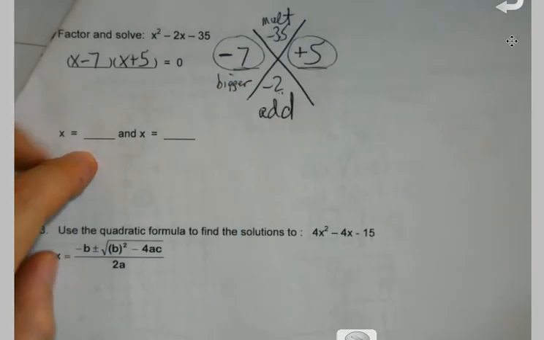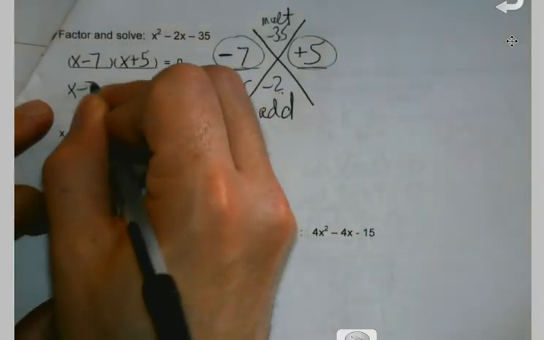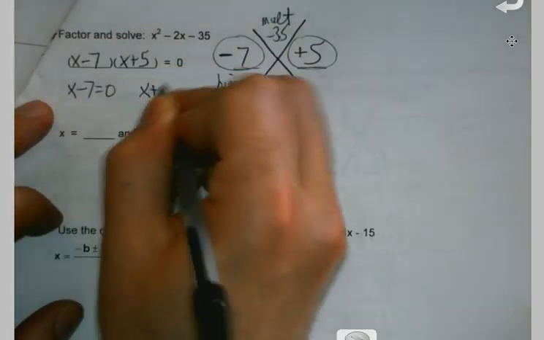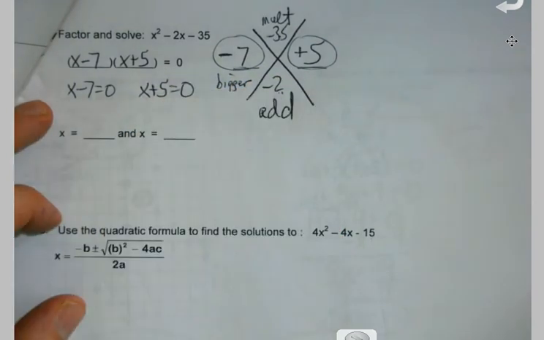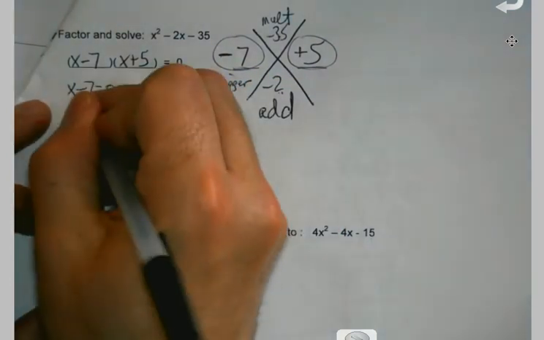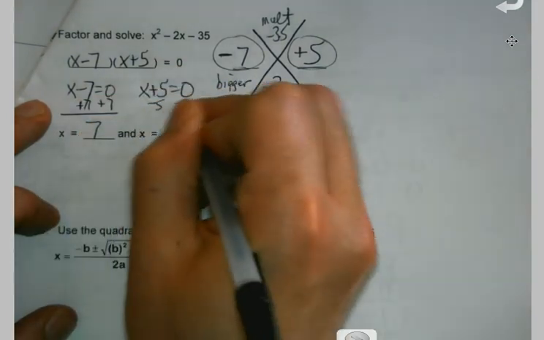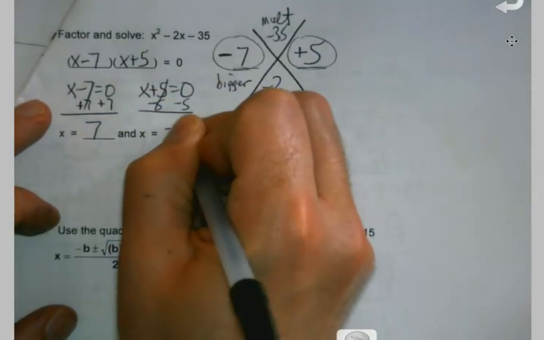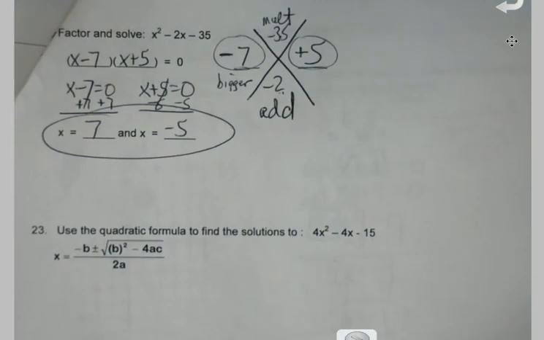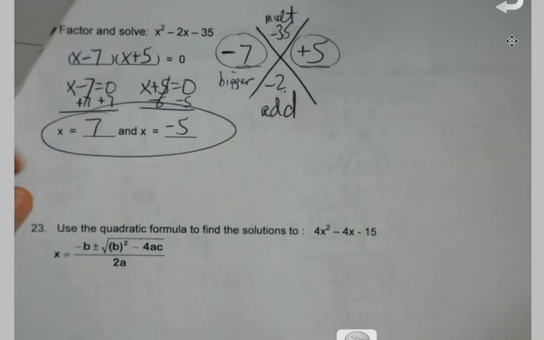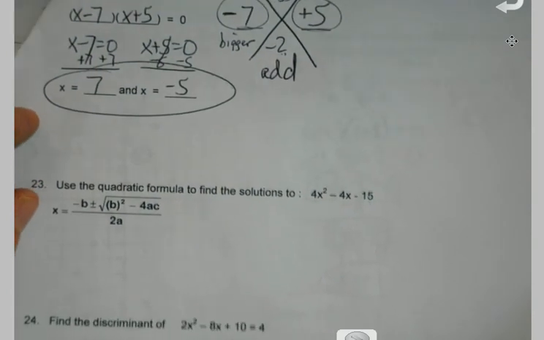And then just like we just did on the last problem, take each set of parentheses, each quantity, set them equal to 0, and solve them. Boom. So, again, nothing too terribly awful.